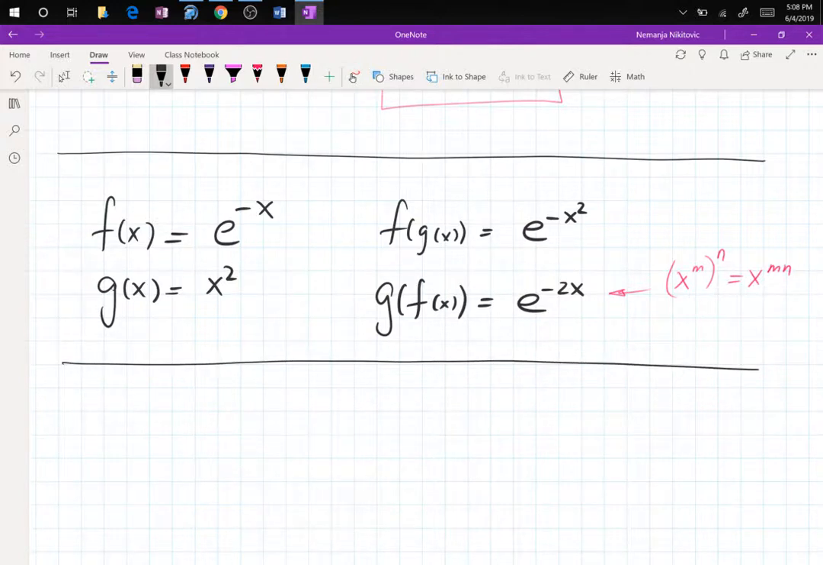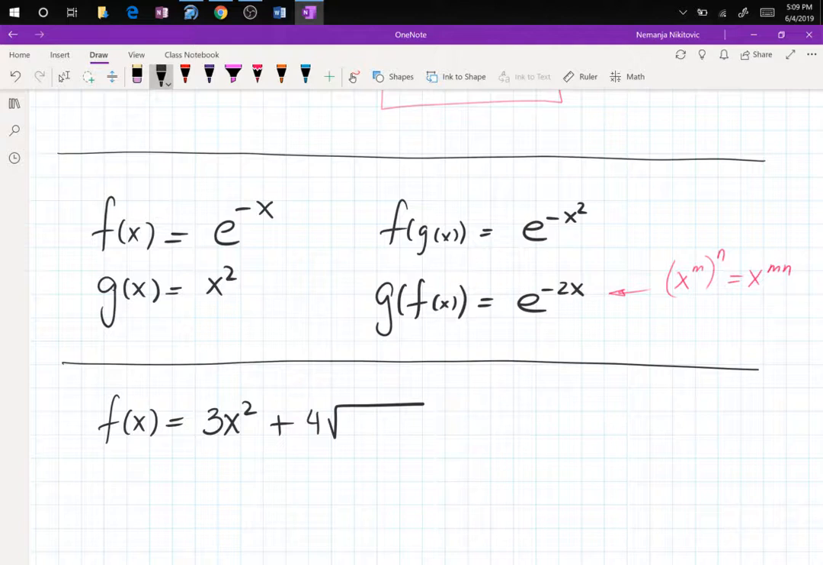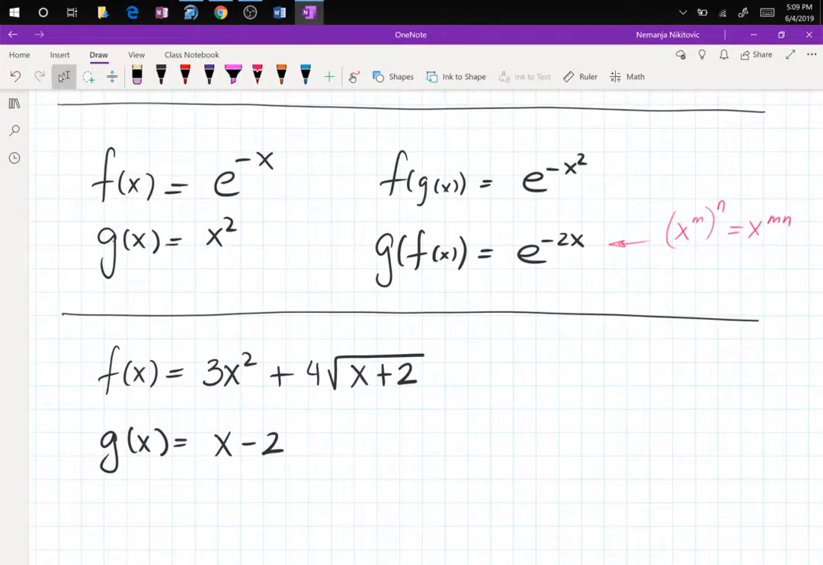Good. Let's do one more problem. And then take a look at actually what we need. f of x is 3x squared plus 4 square root of x plus 2. And then g of x equals x minus 2, everything squared.